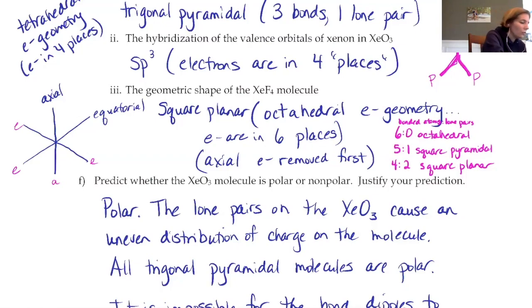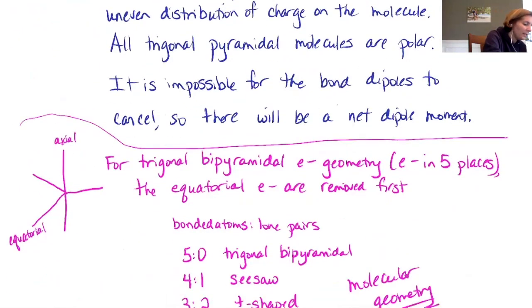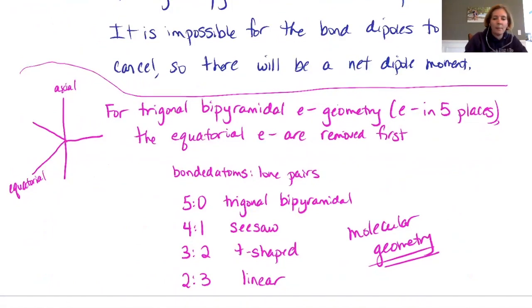And then I'll just scroll a little bit down here. The opposite is true if you have trigonal bipyramidal electron geometry. In that case, electrons are in 5 places. So you have the up and down axial, and then you have the 3 on the equator, kind of like in a peace sign shape. They're going to remove the equatorial ones first that time.